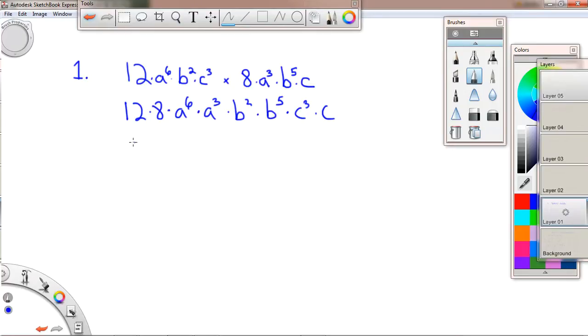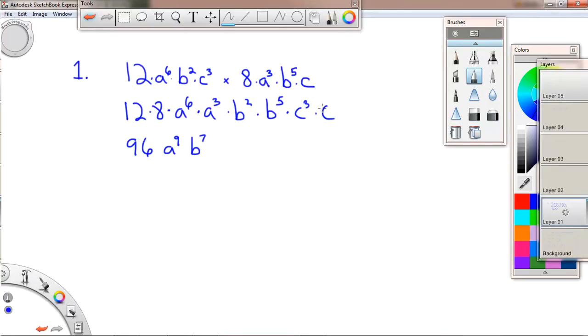So 12 times 8 is 96. We know that when we multiply powers with the same base, we add the exponents. So A to the 6th times A to the 3rd is going to be A to the 9th. B squared times B to the 5th is going to be 2 plus 5, which is 7. I'm assuming that you remember your lecture today, or that you watched the other video that tells you how to do your exponent rules.